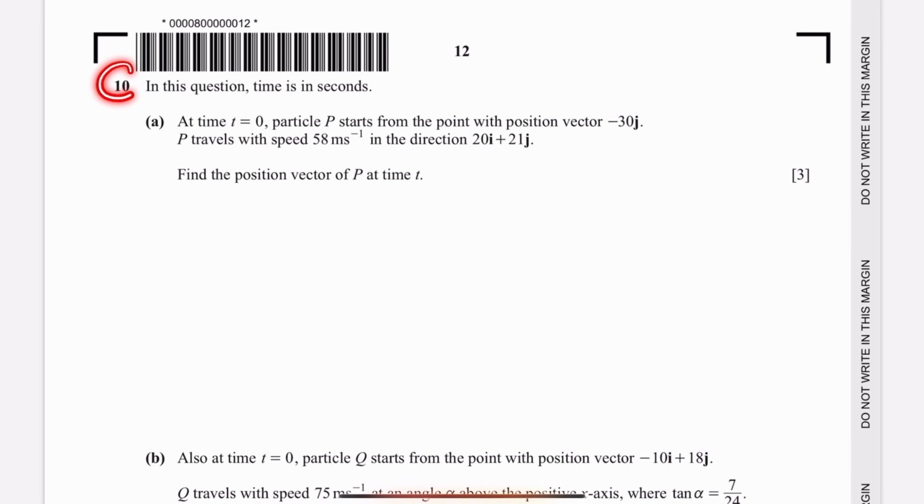Question number 10. In this question, the time is in seconds. At time t equal to 0, particle P starts from the point with a position vector of negative 30j.